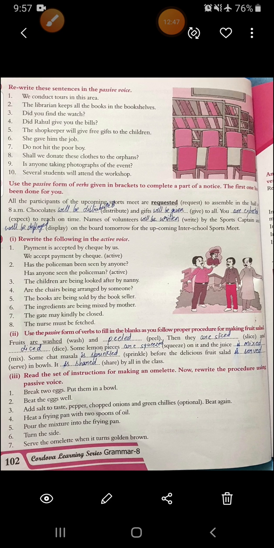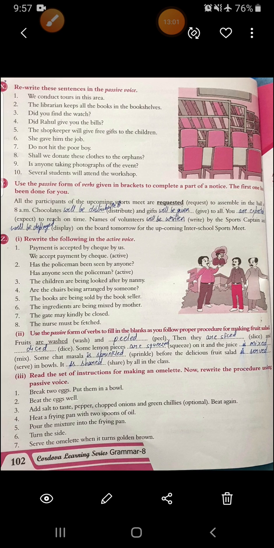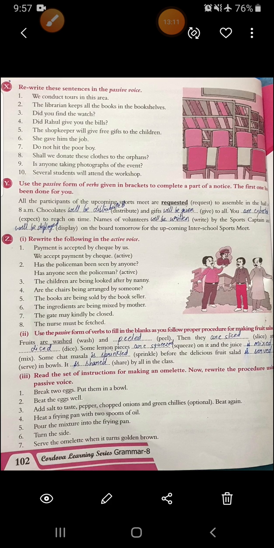Eighth, shall we donate these clothes to the orphans? Shall these clothes be donated to the orphans by us? Ninth, is anyone taking photographs of the event? Are photographs of the event taken by anyone? Tenth, several students will attend the workshop. The workshop will be attended by several students. Students, don't get worried. I will show you all the answers later by completing this exercise Z.